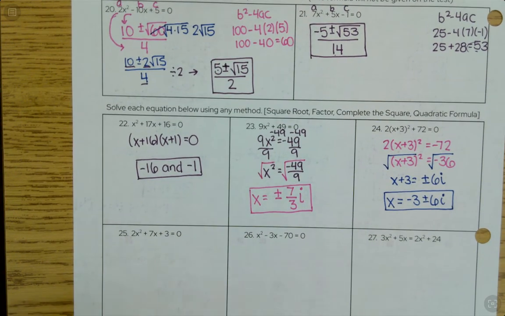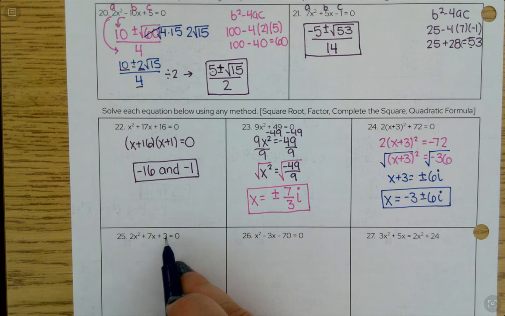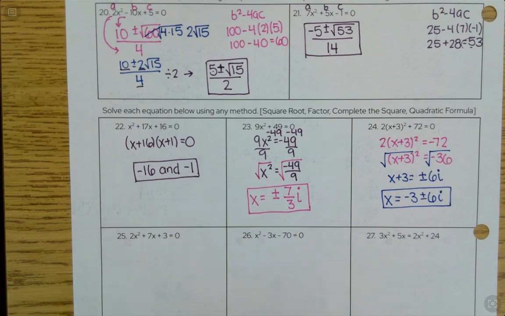All right, so let's talk about 25 for a second. For 25, you can factor this. You can multiply 2 times 3, 6. There are two numbers that multiply to 6 and add to 7. But a lot of people don't like this one to factor. So we're going to use the quadratic formula for it, okay?